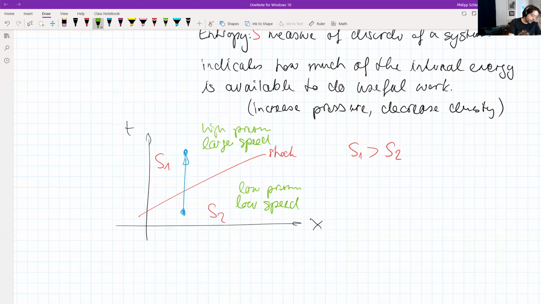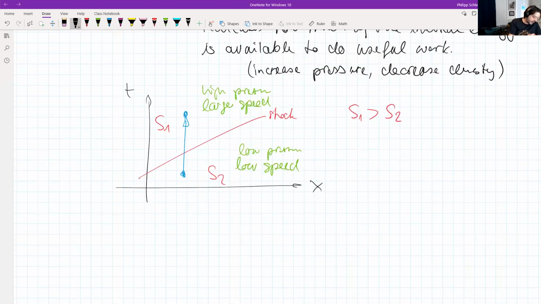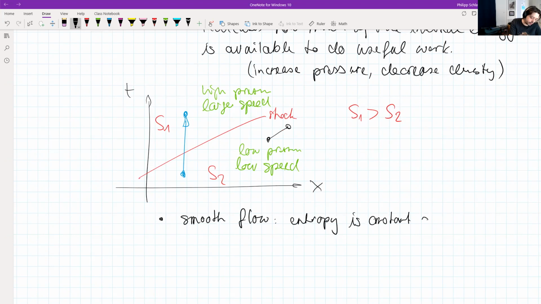Now, what this entropy condition means for different flow situations is that in the case where I have a smooth flow, for instance, I go from this point to this point inside the same region, I do not meet any discontinuity. Well, in that case, it would essentially mean that the entropy is constant along a fluid path.